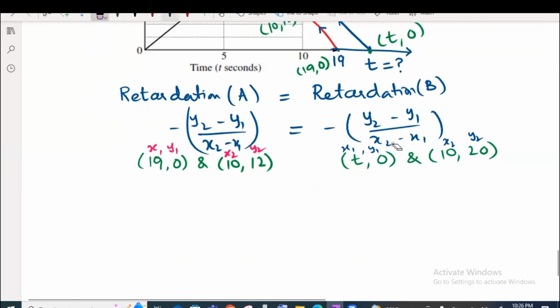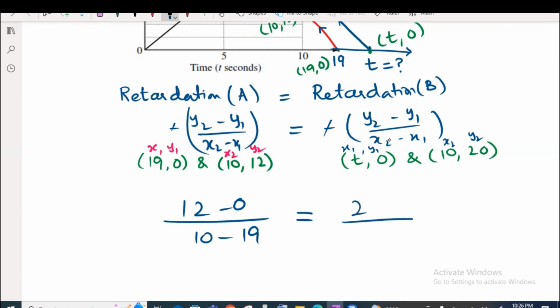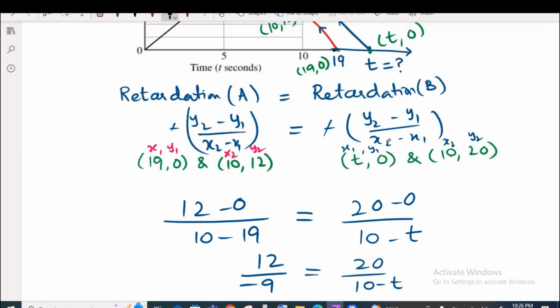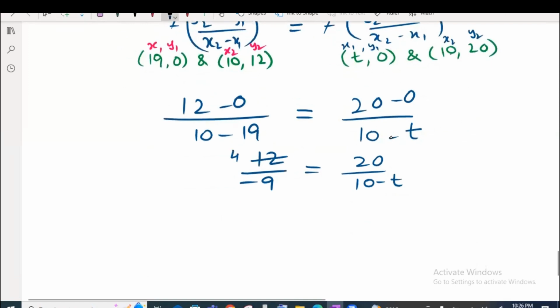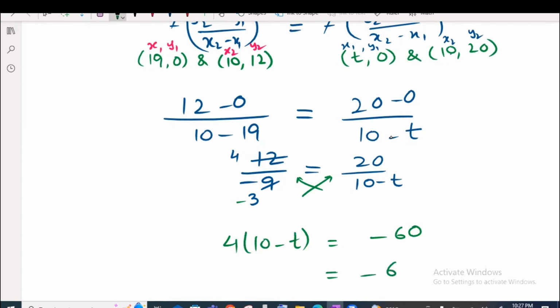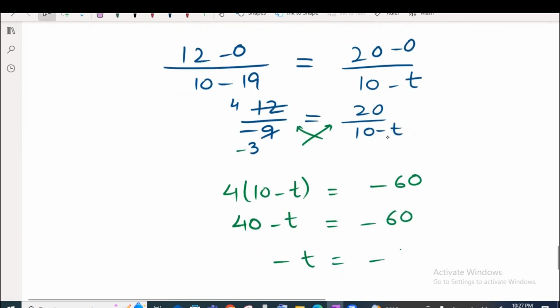Put the values in the above formula. The minus signs cancel: (12 minus 0) over (10 minus 19) equals (20 minus 0) over (10 minus t). So 12 over minus 9 equals 20 over (10 minus t). Dividing by 3, 12 over minus 9 becomes 4 over minus 3. By cross multiplication, minus 60 equals 4 times (10 minus t). Minus 60 equals 40 minus 4t.